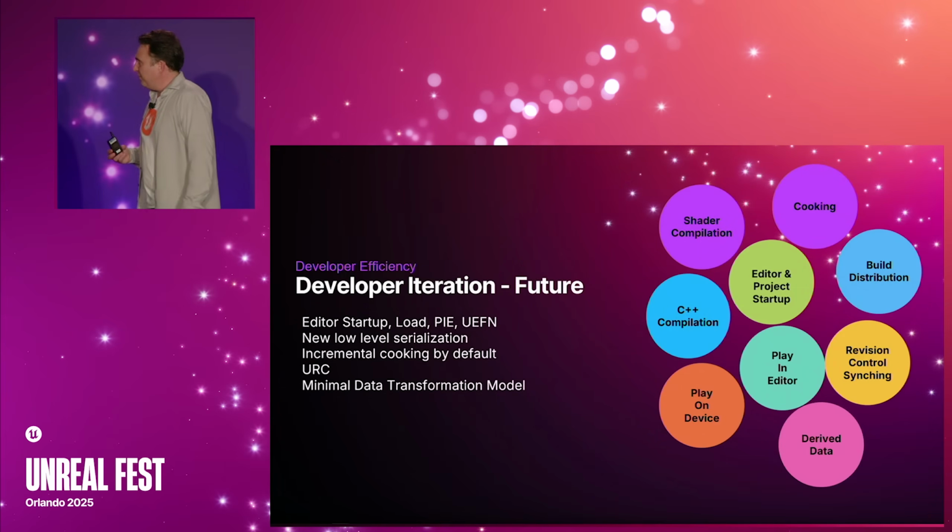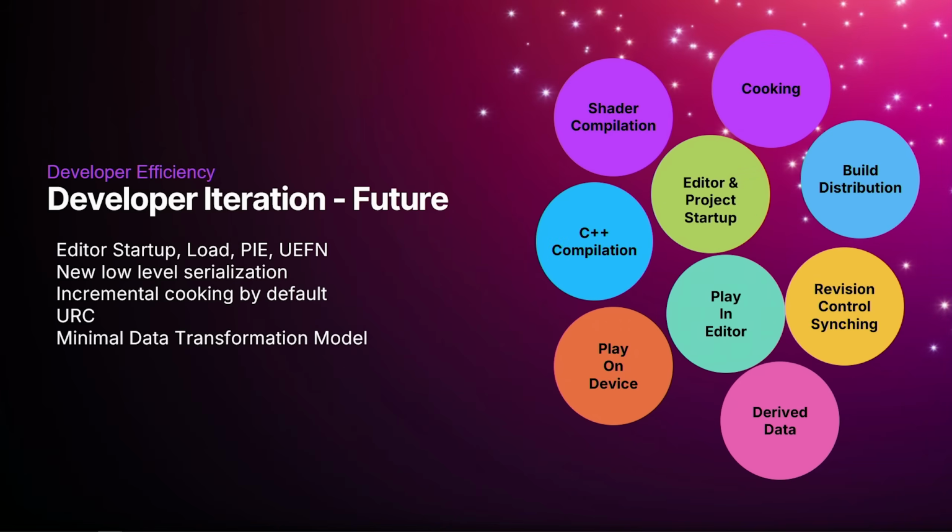Then future stuff. A lot of things in the pipeline here. I think making editor startup, load times, and UEFN iteration times much faster is a big initiative. We have another team working on that. Really big push. We have other things in the pipeline, very speculative: new serialization, a system of low level loaders. Making incremental cooking the default for everybody out of the box, so you don't even have to select it anymore. Revision control: we have some new stuff in UEFN. Is that something we want to build as a thing? We'll talk about that later.